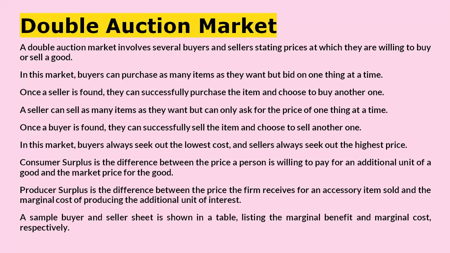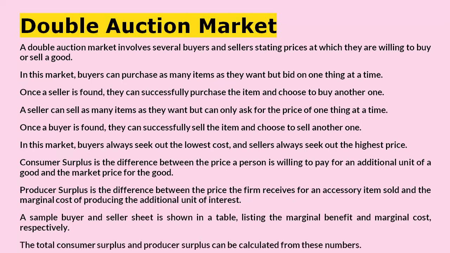A sample buyer and seller sheet is shown in a table listing the marginal benefit and marginal cost respectively. The total consumer surplus and producer surplus can be calculated from these numbers.